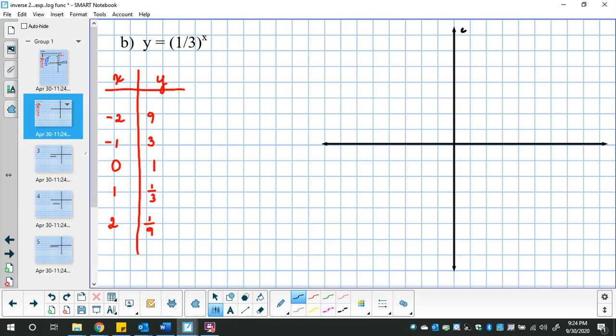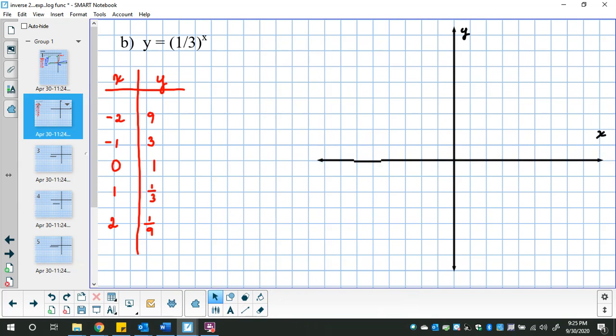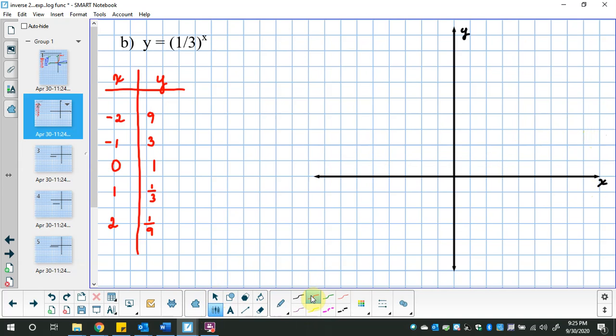So we have dots, -2, 1, 2, 3, 4, 5, 6, 7, 8. Okay, so I don't have enough space. I have magic smartboard abilities. Sorry for those of you who don't. You have a magic eraser. So -1, 2, 1, 2, 3, 4, 5, 6, 7, 8, 9.